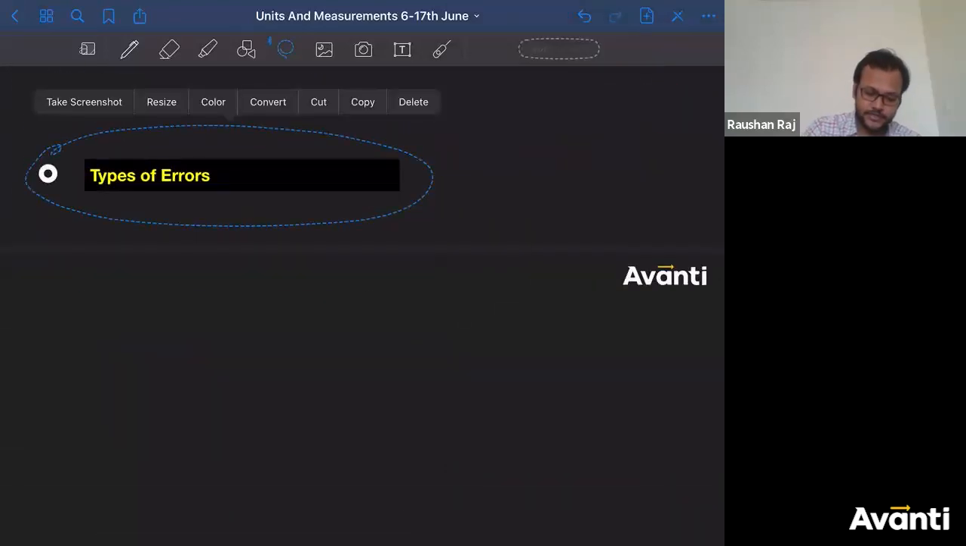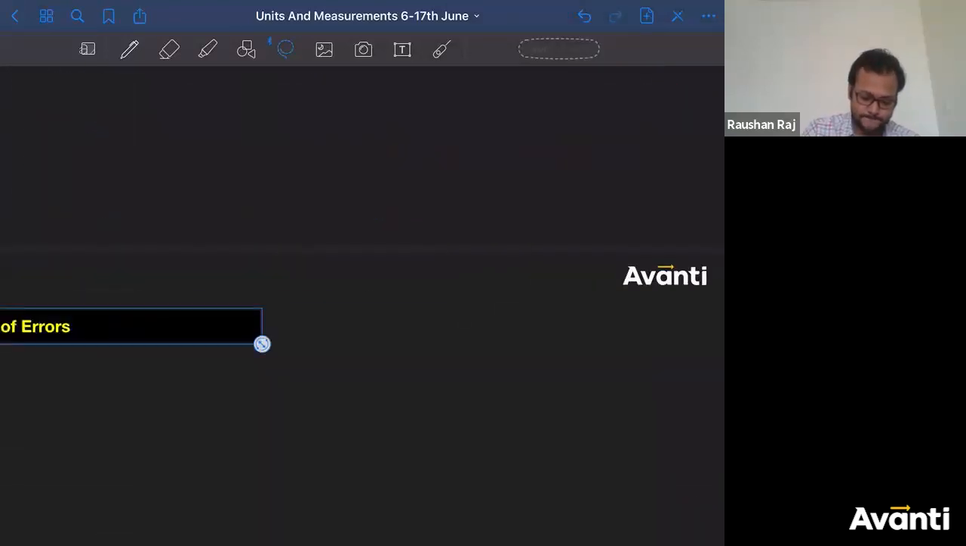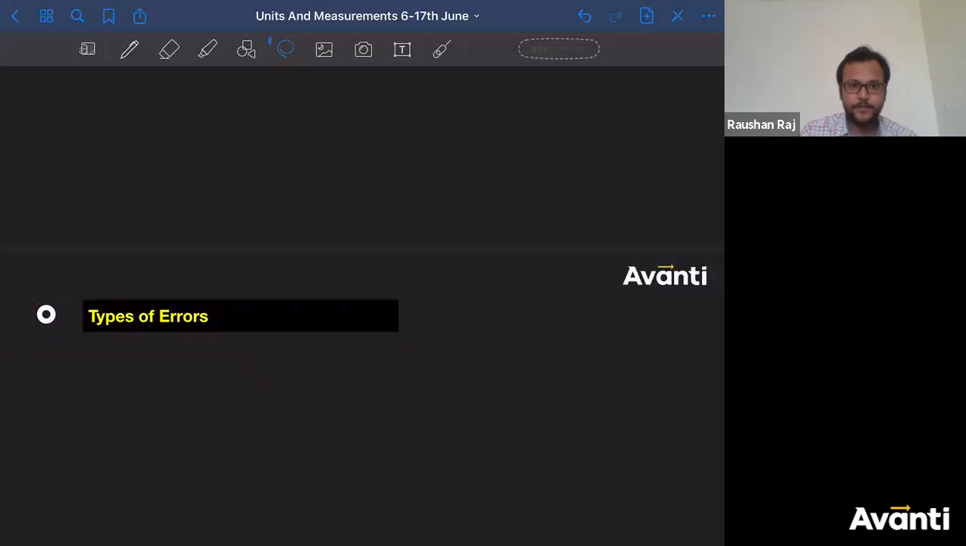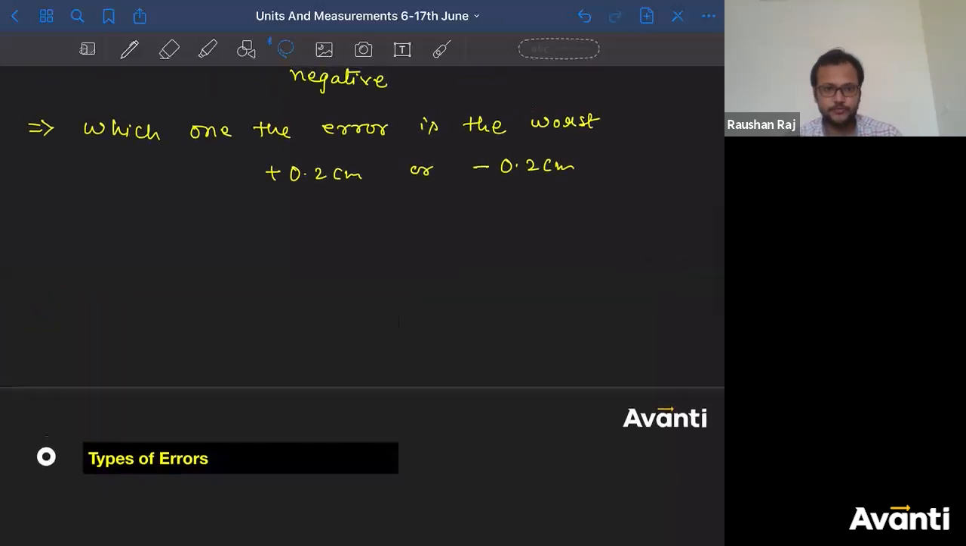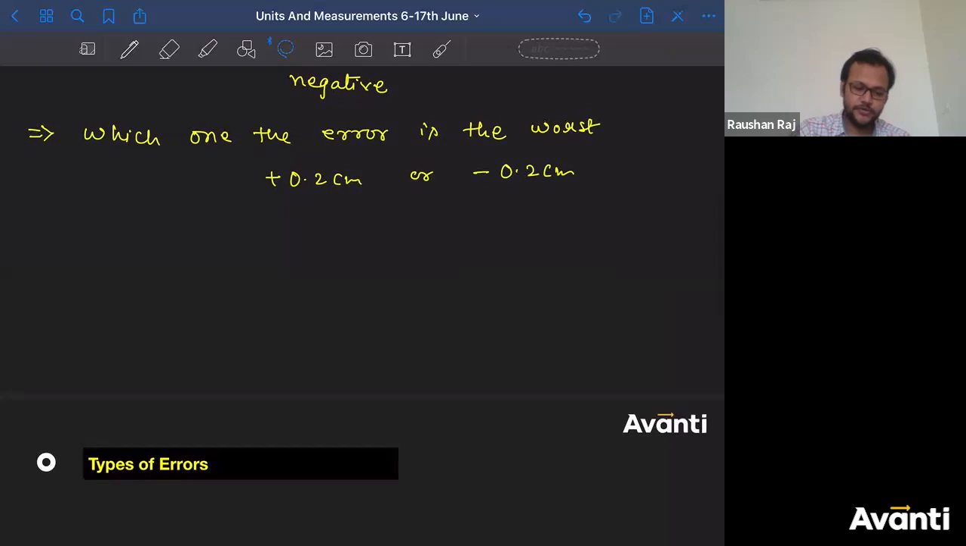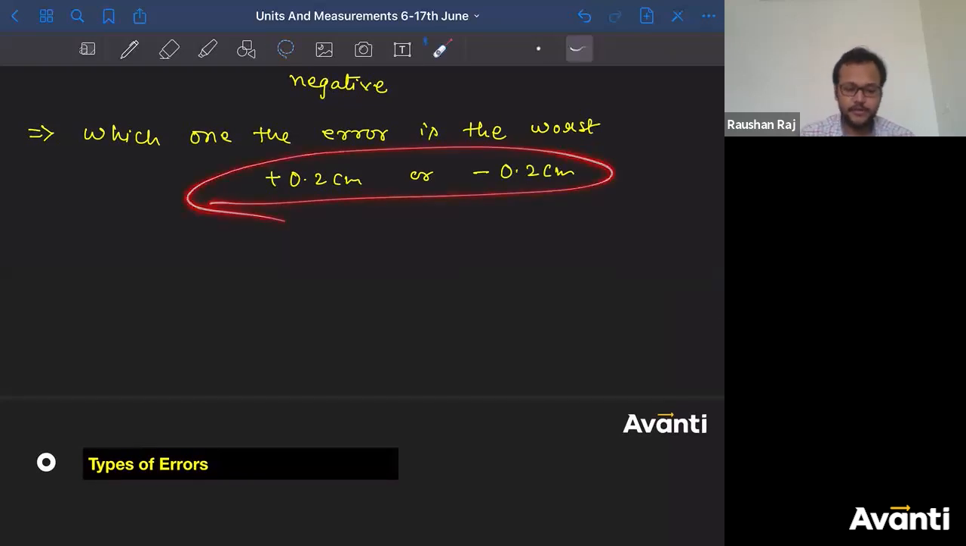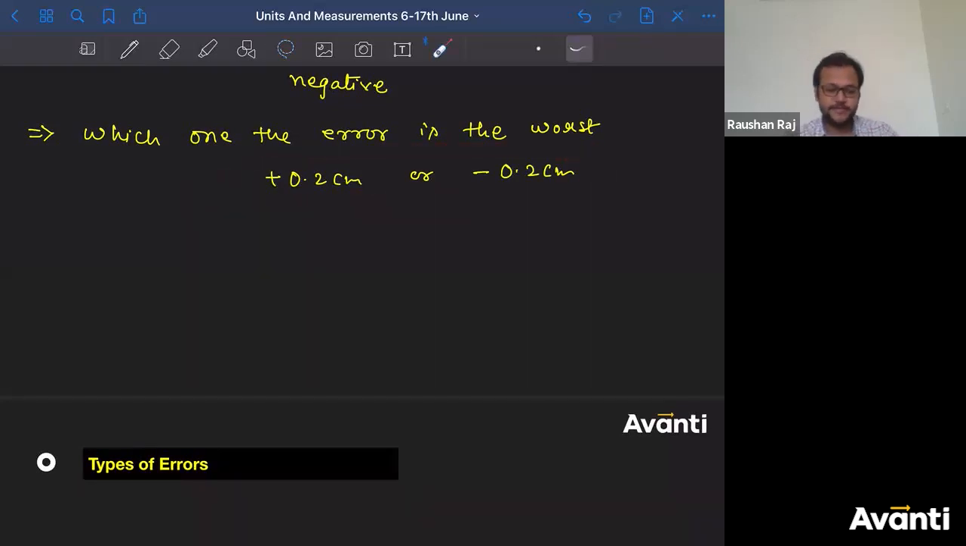Tell me which is the worst error? Minus 0.2, plus 0.2. Where did minus 3 come from? I'm talking about these two. Which one of the errors is worst? Plus 0.2 or minus 0.2? Okay. Few of you have gone for minus 0.2, plus 0.2.